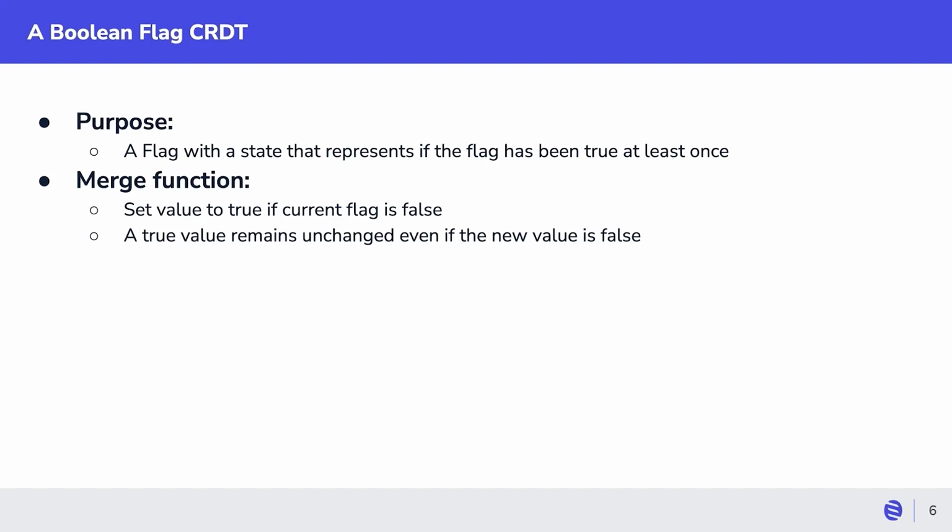The way we can define the merge function for this CRDT is that if the value of my flag is true, then I'm going to keep that value. And if it's false, then I'm going to accept the incoming value. And if the incoming value is true, then I'm going to flip the value of the flag to true.